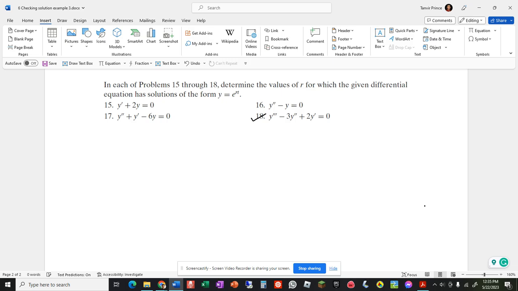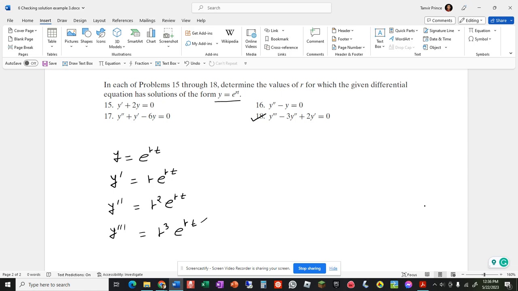Exactly the same idea. So I start with the form y equal to e to the rt. And because number 18 is a third order, I have to go all the way to the third derivative. So I believe I can do it a little faster now. First derivative, second derivative, third derivative. Always remember r is a number, it's not a variable.